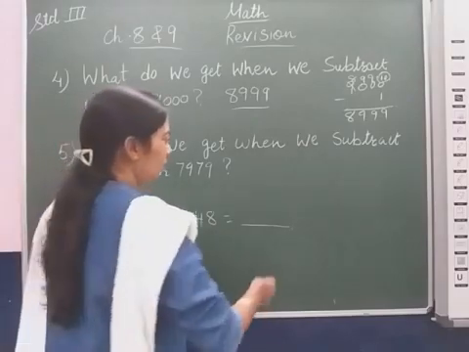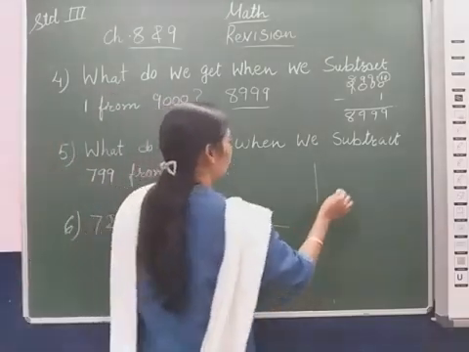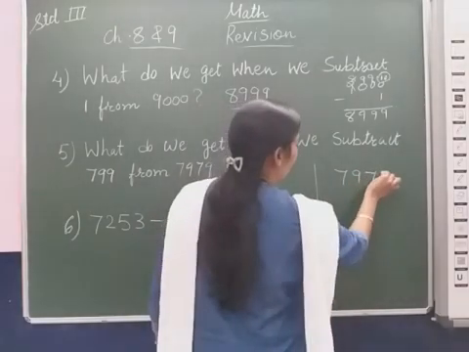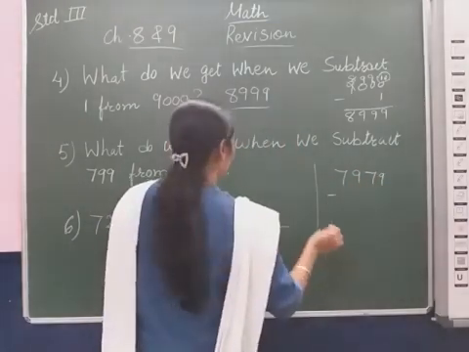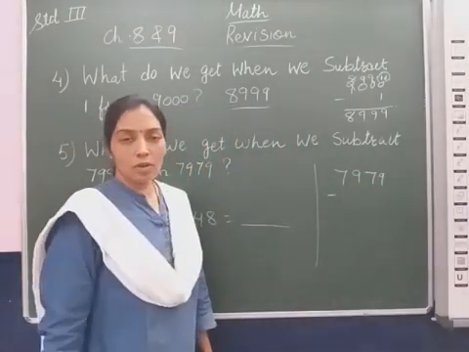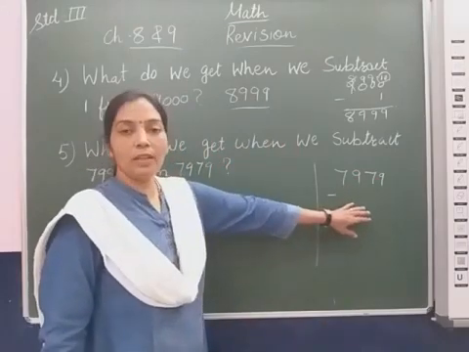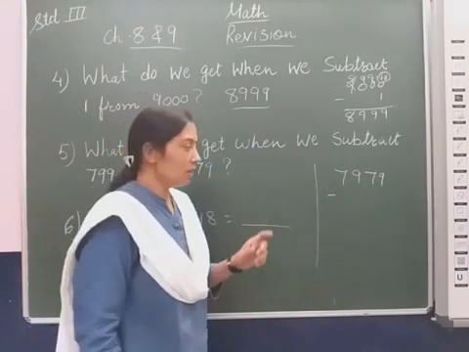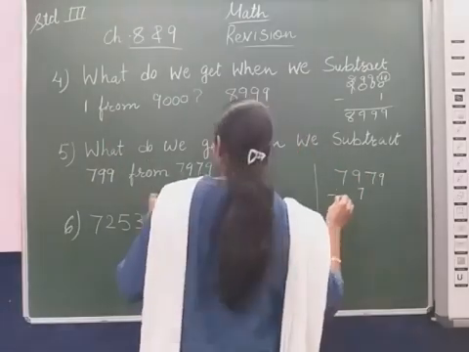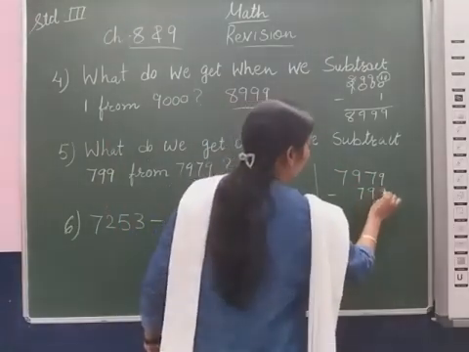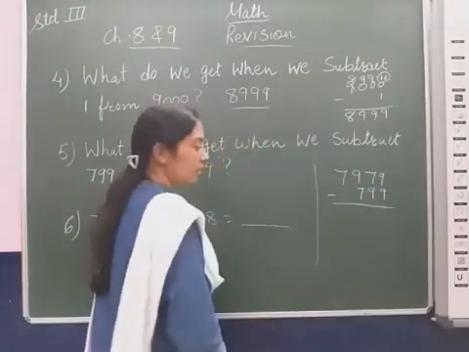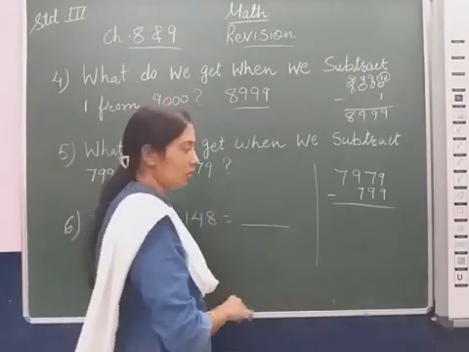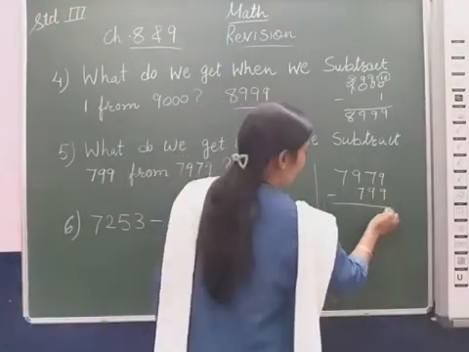Now the next question is, what do we get when we subtract 799 from 7,979? Let us solve this here. 7979 minus 799. So students, be careful while putting the digits in the proper place. Here the 700 is given, so we will write here, and this is nothing, so we assume 0. Okay. 9 minus 9, 0.